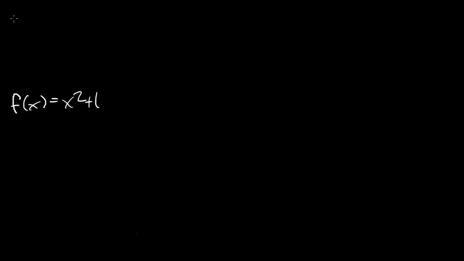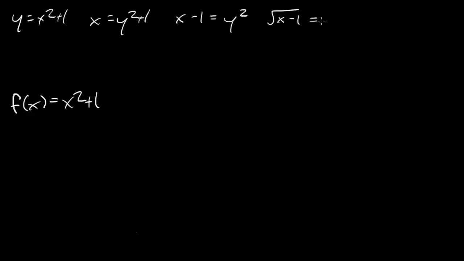I'm going to start by switching variables. y equals x squared plus 1. So to invert it, it's easy. x equals y squared plus 1. Only now we have to solve for y. Subtract 1 from each side. x minus 1 equals y squared. So take the square root. The square root of x minus 1 equals y.